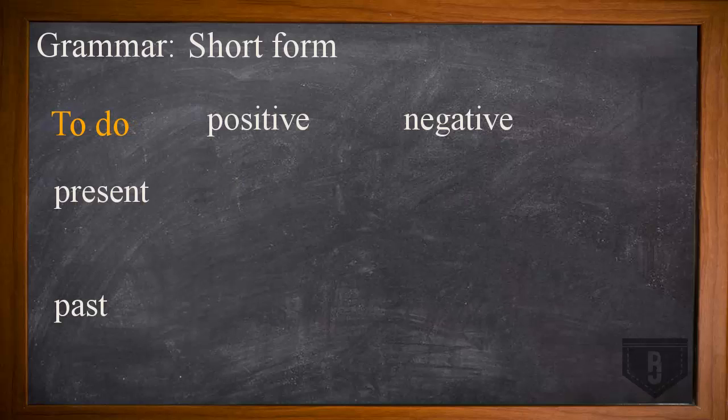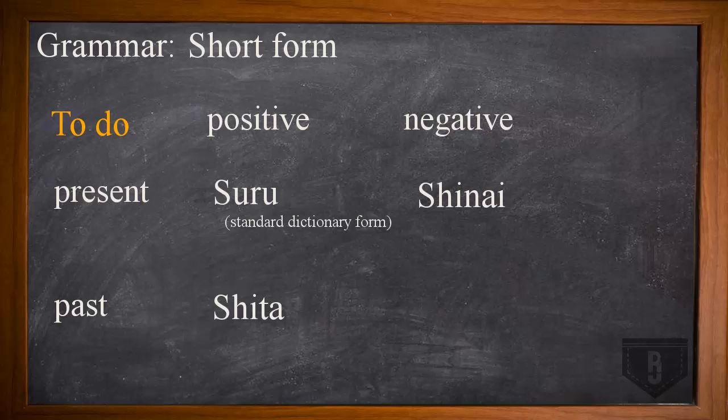To do, that is an exception, very similar to come, kuru. Now the present positive of to do is suru. The past positive is shita. The present negative is shi plus nai, so shinai. And the past negative is shi plus nakatta, shinakatta.